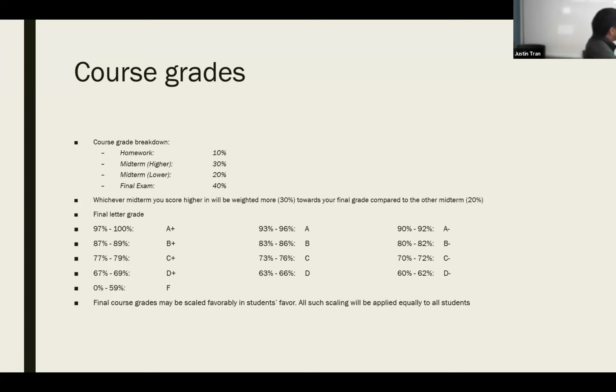So what that means is that whichever of the 2 midterm exams you score higher in, I'm going to count that as a higher weight towards your grade. Let's say you take midterm 1, you get maybe 49 out of 50, that's a 98%. That's going to count towards 30% of your grade. Second midterm, maybe you don't do so hot, then that one's going to be worth less.